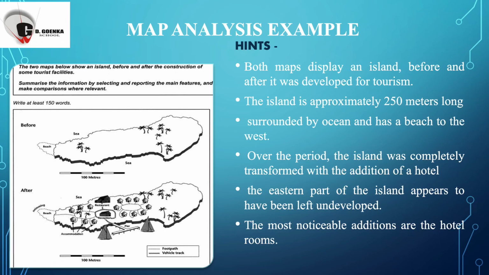Next, whatever changes you notice, you will write it. You can see there are certain palm trees dotted around the island, so you can write that also. Moreover, you can also write about the beach, the direction in which the beach is. So you can write it is surrounded by ocean and has a beach to the west. Whatever you see in this map or the island, you will write it in your analytical paragraph.